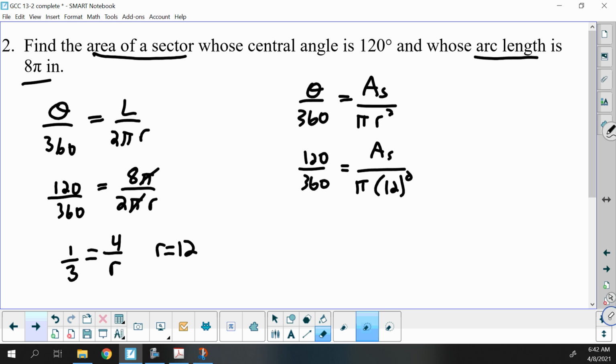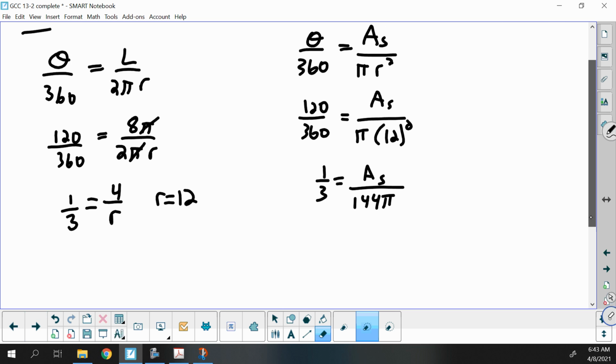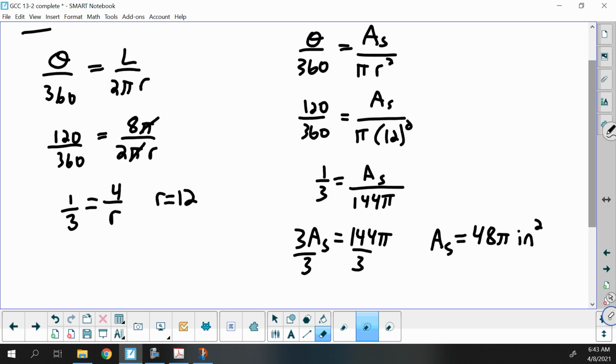So the left we saw previously reduced to 1/3. And if we square the 12, this is just 144 pi. Cross multiplying, we get 3 times the area of the sector is equal to 144 pi. And if we divide by 3, our area of the sector will end up as 48 pi. We have units this time, so it's inches squared.